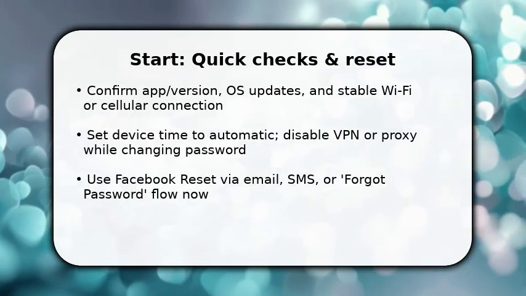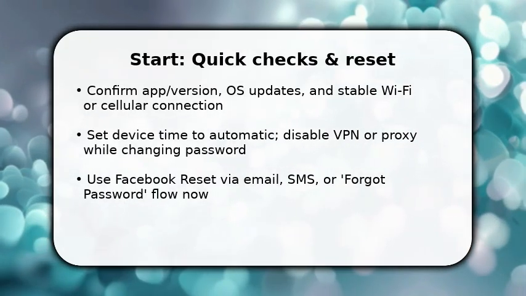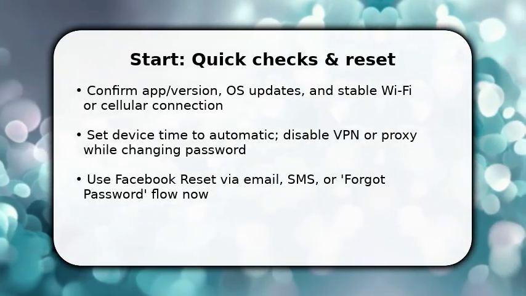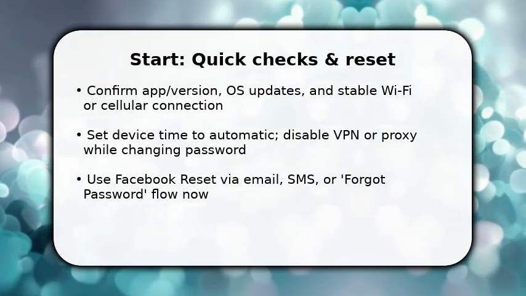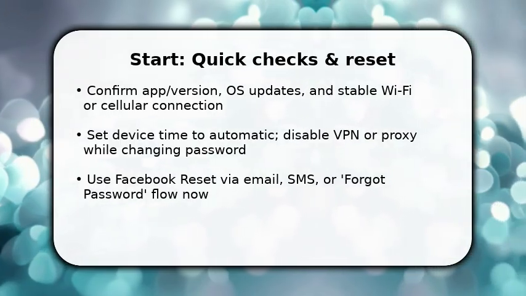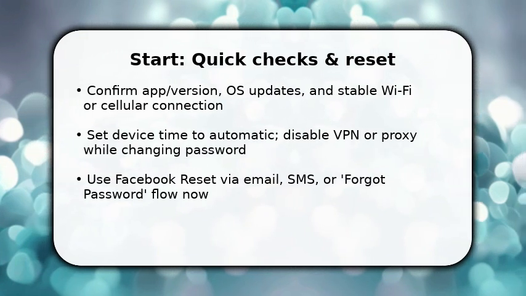Now open Facebook and tap Forgot Password. Request a code to your email or phone. Use that code immediately, then enter a new strong password. Doing these first steps prevents the common unknown error caused by mismatched time, blocked requests, or stale app builds.